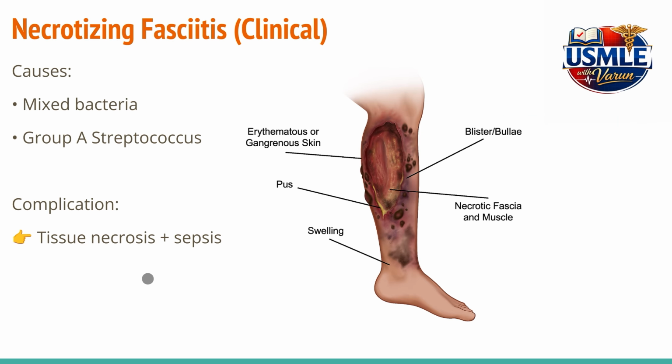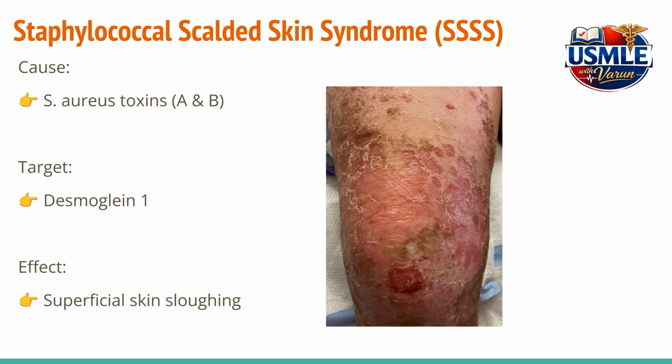This condition is caused by a combination of bacteria or by group A streptococcus. The infection spreads quickly, leading to tissue death and systemic infection. If left untreated, it can result in sepsis and death. So the key takeaway here is rapid progression plus severe pain. This could lead to necrotizing fasciitis. Erysipelas or gangrenous skin, blisters or bullae, necrotic fascia and muscle, presenting with crepitus on clinical examination, and also pus and swelling are the different clinical features of necrotizing fasciitis.